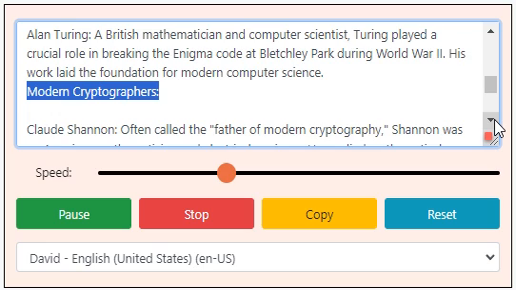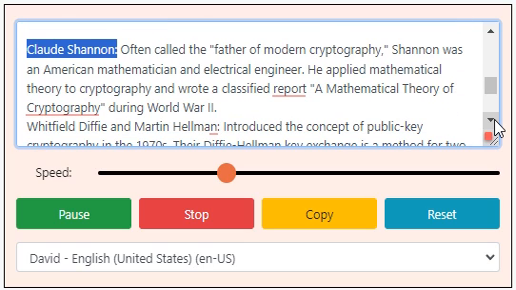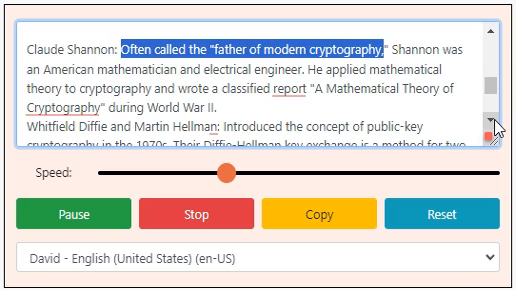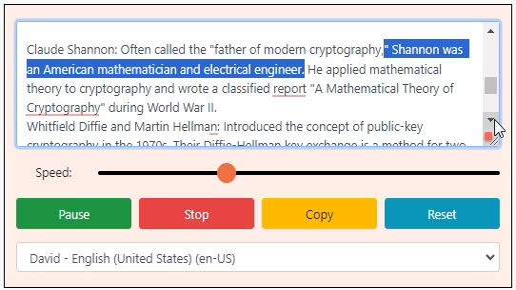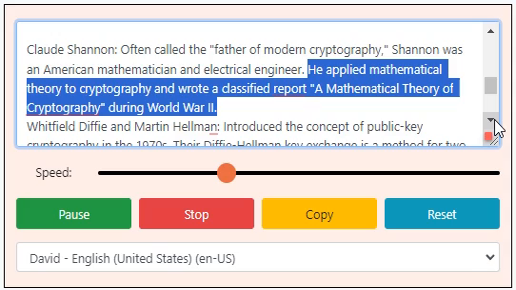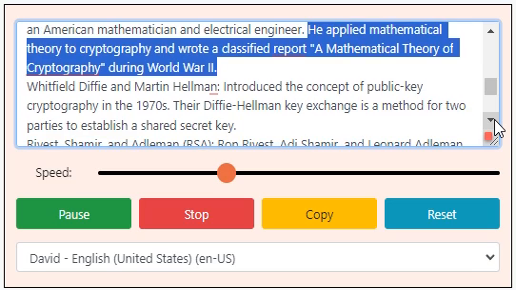Modern cryptographers. Claude Shannon, often called the father of modern cryptography. Shannon was an American mathematician and electrical engineer. He applied mathematical theory to cryptography and wrote a classified report, A Mathematical Theory of Cryptography, during World War II.